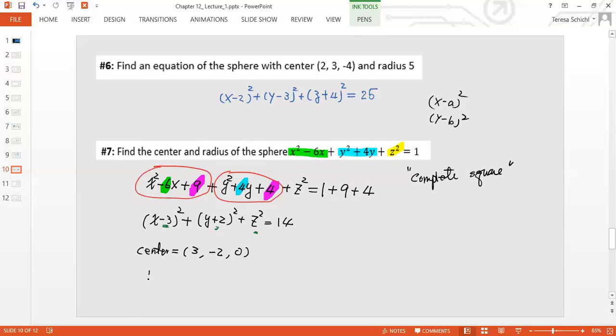Then what is the radius? So 14 is equal to r squared. So what is the radius? Square root of 14, right? It's very good. All right. Okay, so now the last problems here.